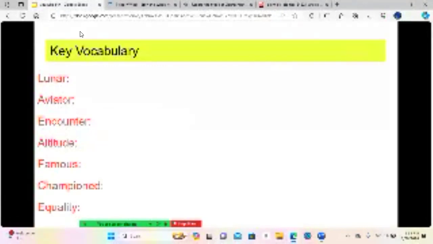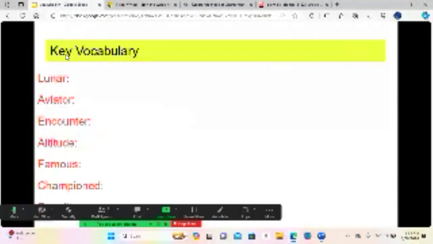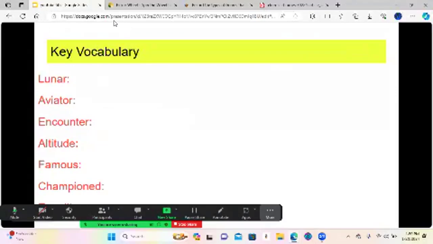So before we get into our reading, I want you to pause the video and record the meaning of these words that we're going to come across in our readings today. So go ahead, boys and girls, and pause the video.